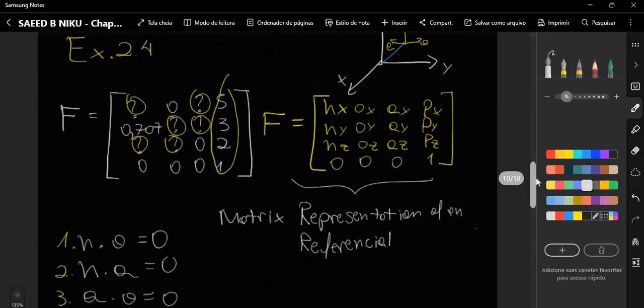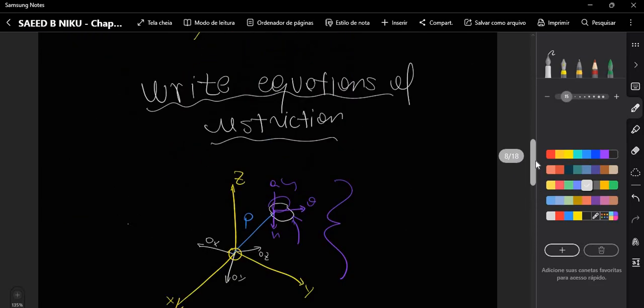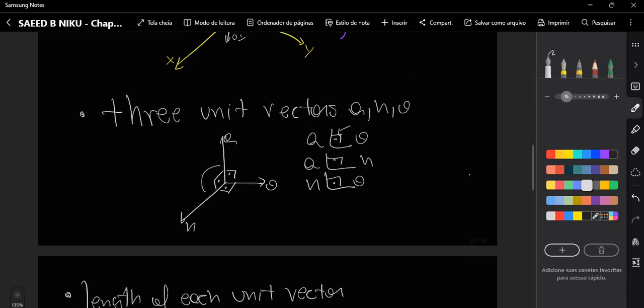So sorry for this big error. This notation is for parallel vectors, and this notation is for orthogonal or perpendicular, which is the same. Okay, that's it.